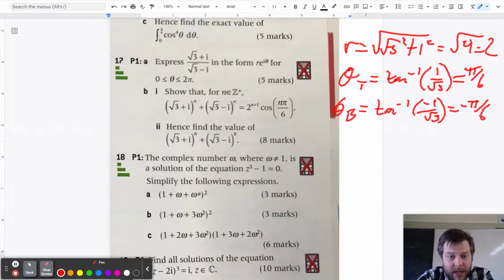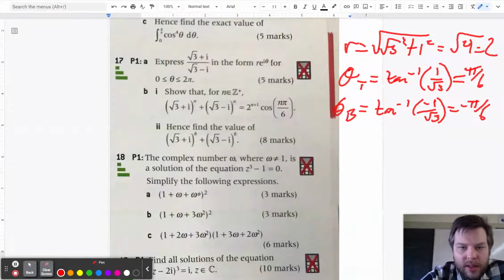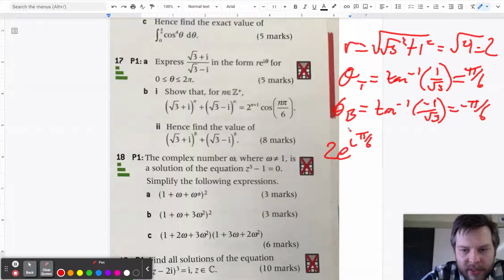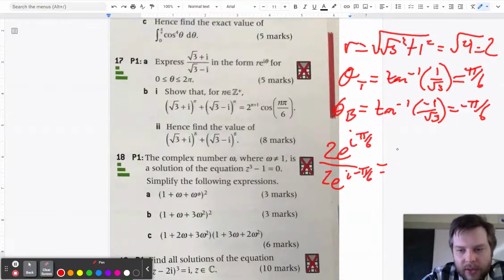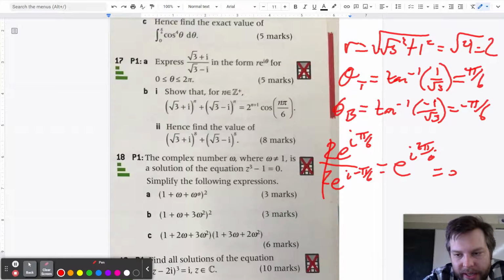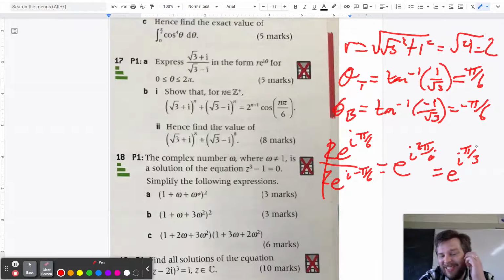It's the same thing. And so then the top of the fraction, the numerator, becomes 2e to the i pi over 6, and the bottom becomes 2e to the i negative pi over 6. And so we end up with 2 cancels with 2, e to the i 2 pi over 6, or e to the i pi over 3. That's one way to do it.